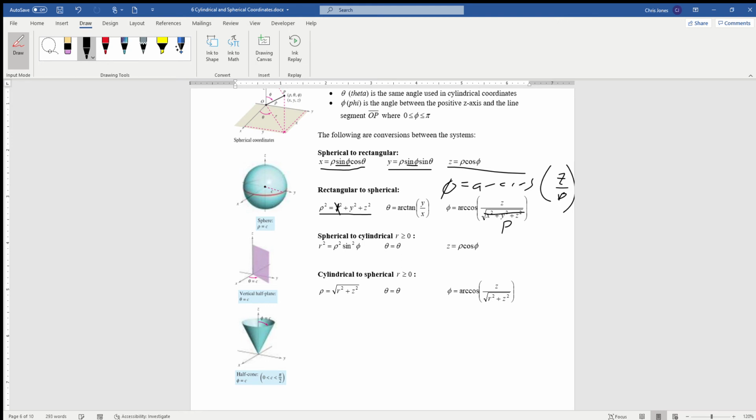There are some formulas that convert back and forth between spherical and cylindrical. However, most of the time, if we can get to rectangular coordinates, that's sort of the bridge between the other two coordinate systems. So that's what I would recommend, just to make it easy on yourself.